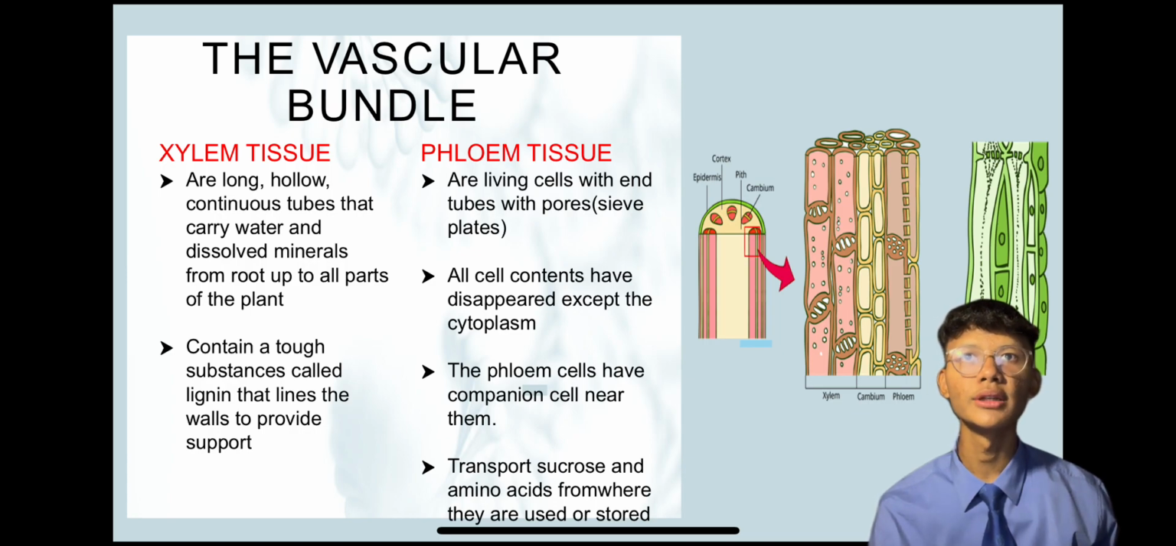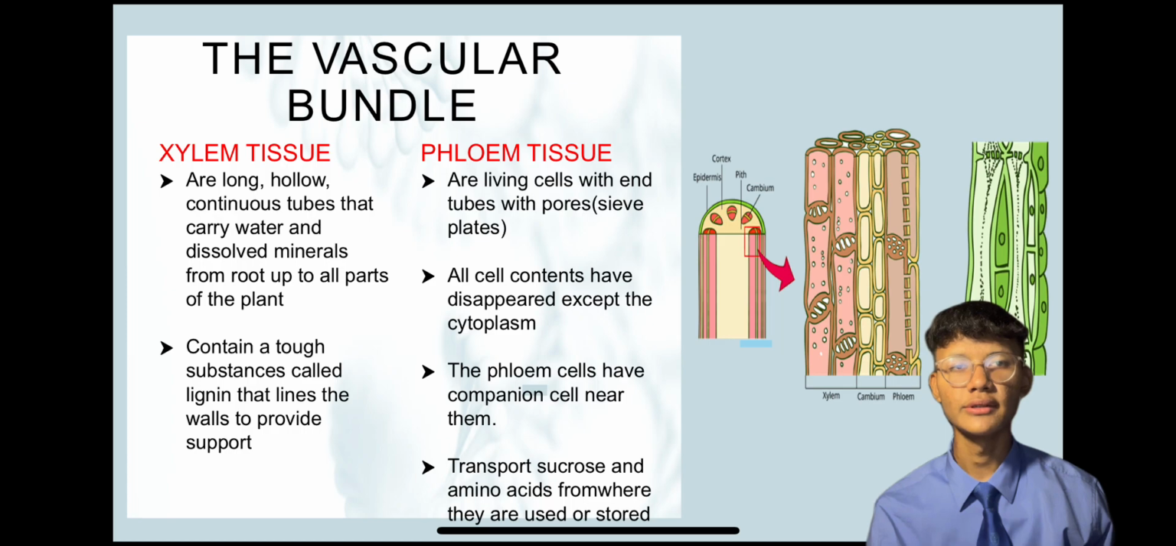Next is phloem tissue. Phloem tissue are living cells with end tubes with pores, sieve plates, and all the cell contents have disappeared except the cytoplasm. The phloem cells have companion cells near them. It also transports sucrose and amino acid from where they are made to where they are used or stored.